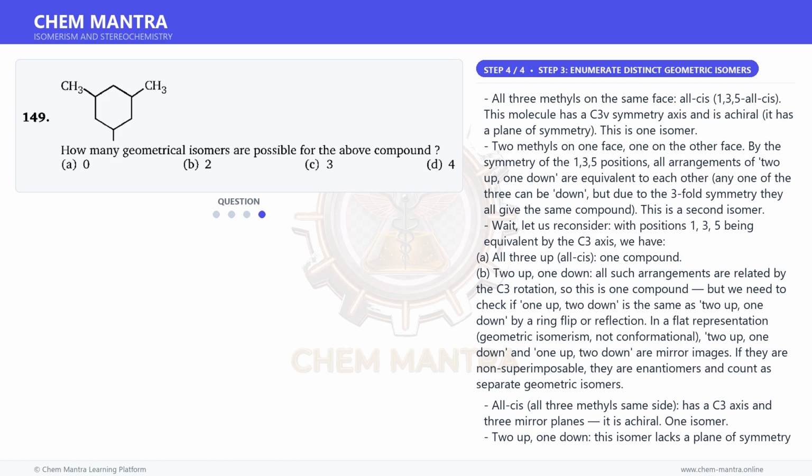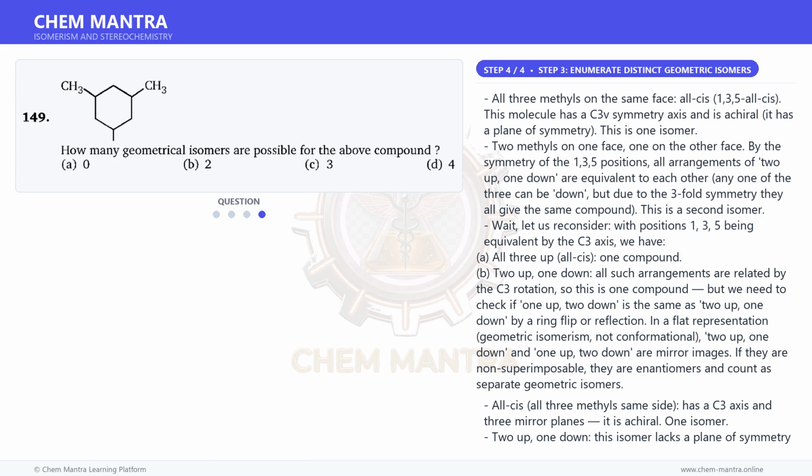By the symmetry of the 1, 3, 5 positions, all arrangements of 2 up, 1 down are equivalent to each other. Any one of the 3 can be down, but due to the 3-fold symmetry they all give the same compound. This is a second isomer. Wait, let us reconsider. With positions 1, 3, 5 being equivalent by the C3 axis, we have A. All 3 up, all cis, 1 compound. B. 2 up, 1 down.